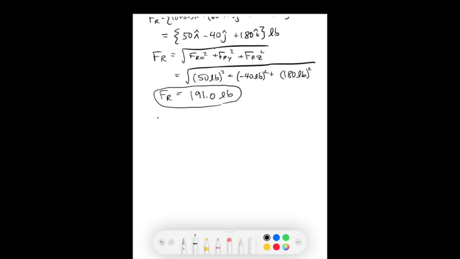The last thing we have to find is alpha, beta, and gamma. Well, we have the information we need for that. We know that cosine of alpha is equal to the ratio of the x over the total. Cosine of beta is equal to the y over the total component. And cosine of gamma is equal to FRz over FR. And we solve.